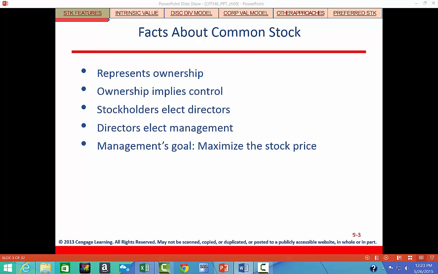And then the goal for management, and this is a key thing to remember for this class, is to maximize the stock price. What we'll see later on when we calculate the net present value of a project is that we're trying to accept projects that add value to the firm, because the overall goal of management should be to maximize the share price. That means when you look on Yahoo Finance, you see the stock price going up because the managers are taking on good projects that have positive net present values that are increasing the value of the firm. So this is very important.